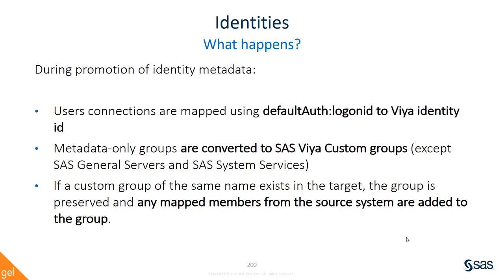And if a custom group of the same name exists in the target environment, the group's not moved over, but the group is preserved, and any members from the source environment that are in the target environment are added to that custom group in the target environment. So you'll also see that happen in the hands-on. You'll see some group membership increase for certain groups because they were in a group in the source environment, but they weren't in it in the target environment initially.